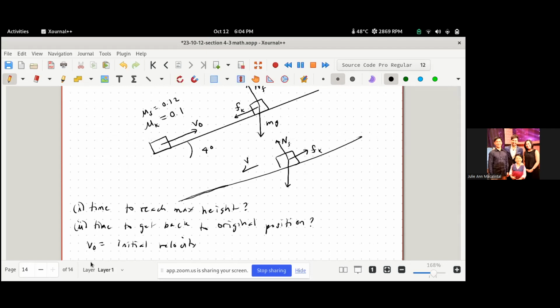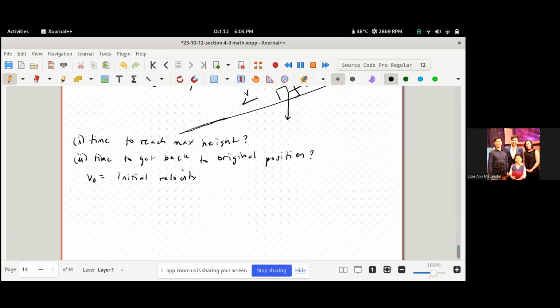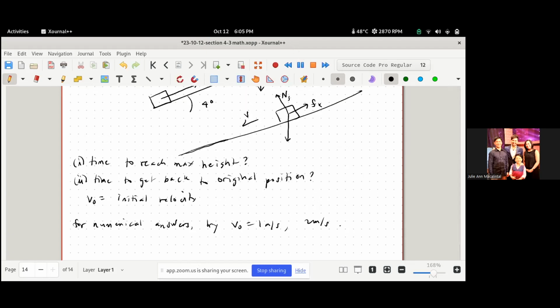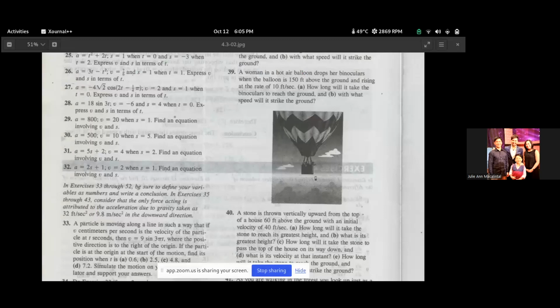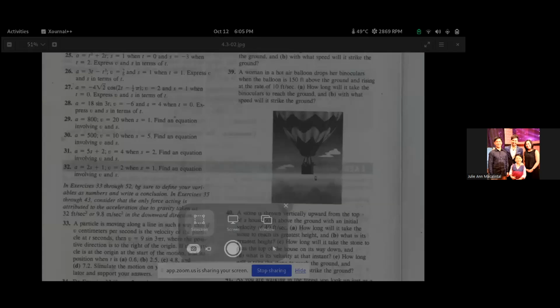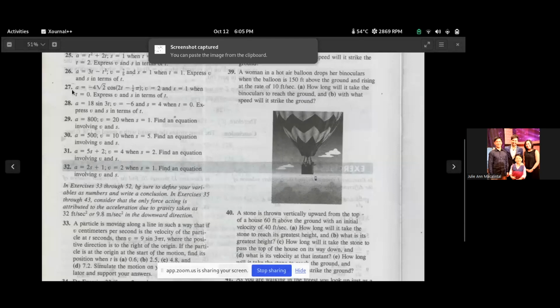And then you can try, for numerical answers, try V0 is equal to 1 meter per second, 2 meters per second. Just for concreteness. So itong mga yan, yung sa 1 and 2, you'll get expressions in terms of V0. And then for numerical answers, compute. Teka, i-screenshot ko muna to, tapos send. Yun. So, halo siyang physics and math, piecewise constant acceleration.